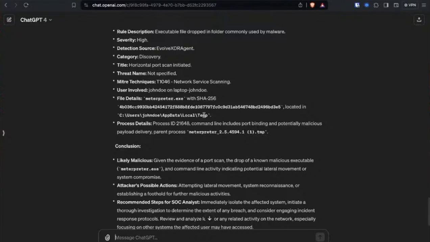And you can see that's located in the John Doe AppData local temp folder, which is not where you want to see an executable being dropped, especially one called meterpreter.exe, which is the Metasploit backdoor. You can see process details and command line arguments. They haven't included the command line arguments here, but they've explained them so that you can read it as a layman: command line including port binding and malicious payload delivery, with a parent process of this. So this is setting up a backdoor on the system.